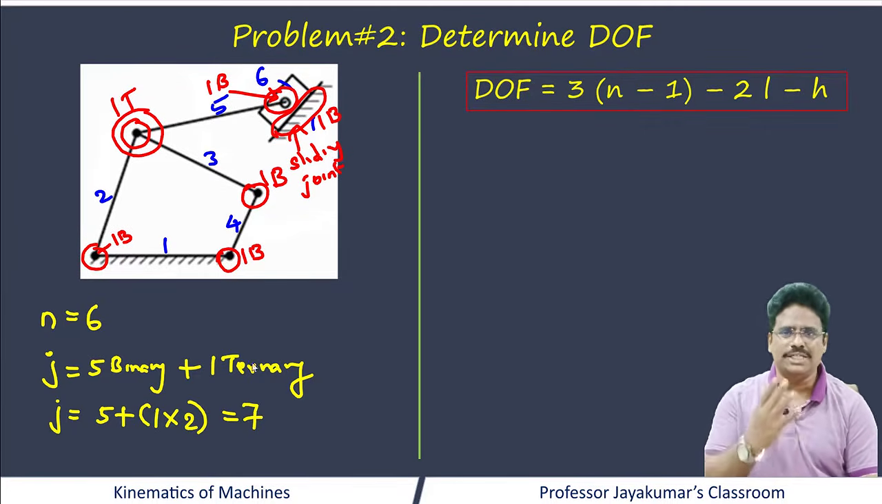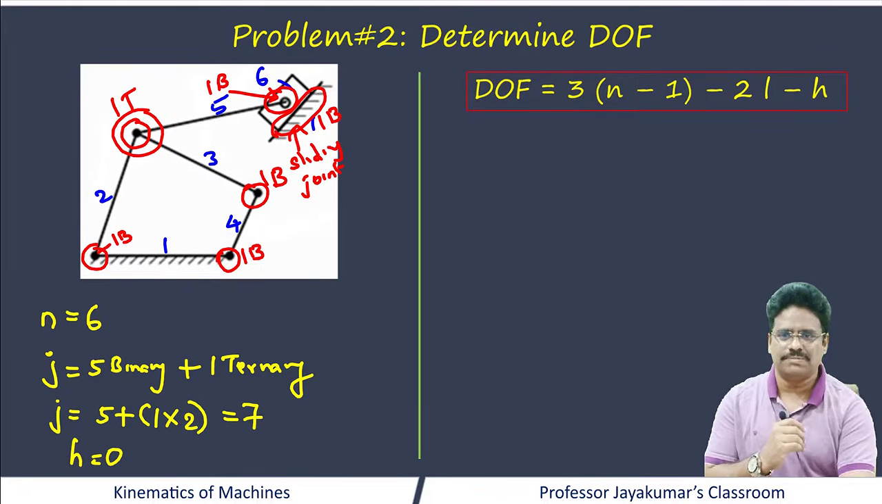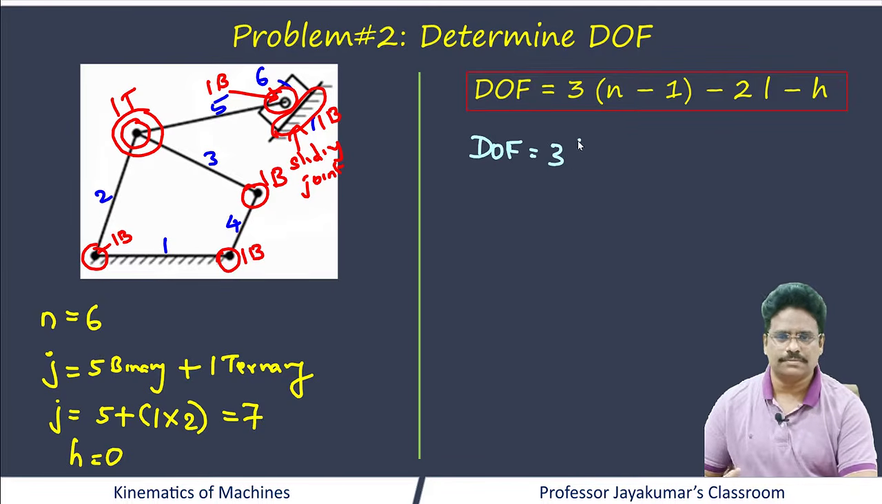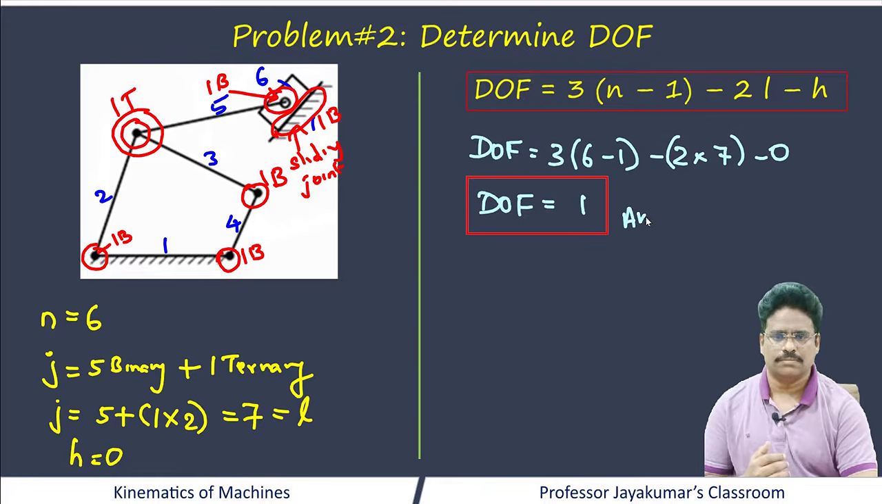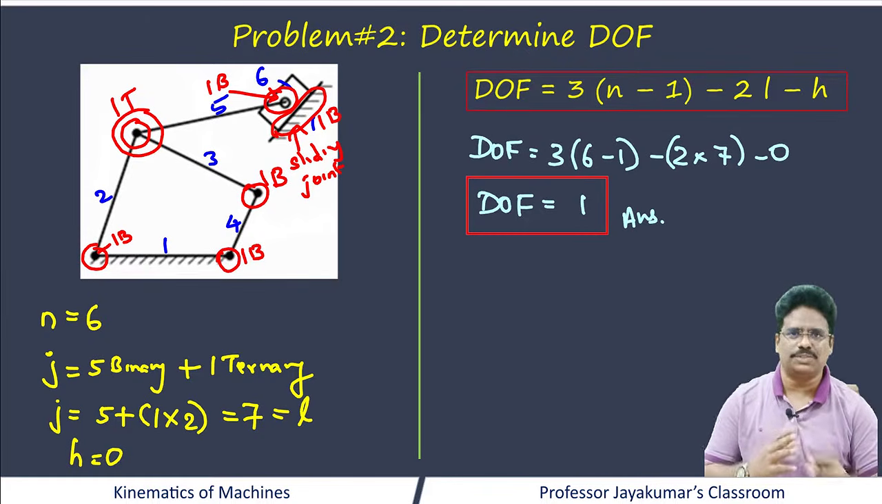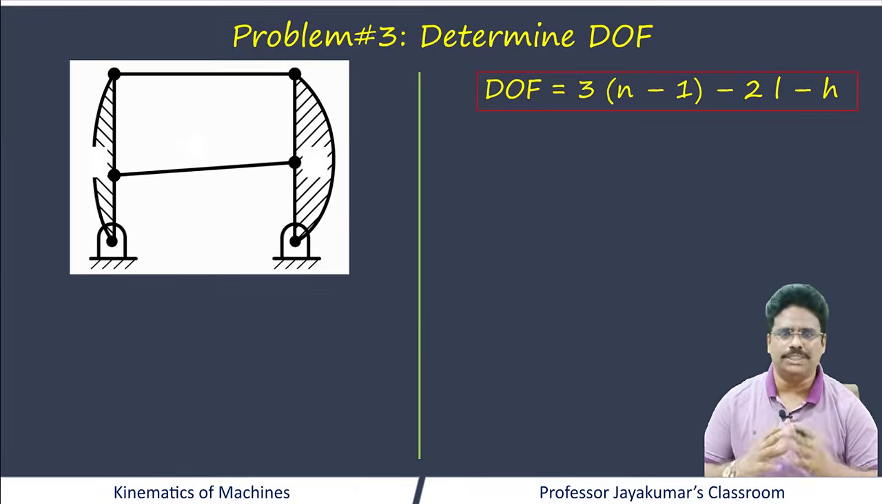Right. Is there any number of higher pairs here? In this problem, there are no higher pairs, so H is equal to 0. Substituting them, we will get the answer. That's it. Problem number 2 is done. Now we will see problem number 3.